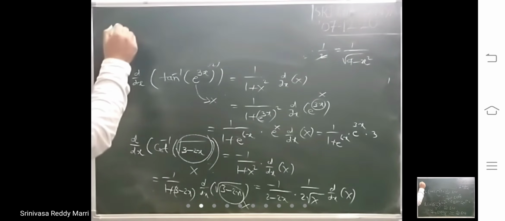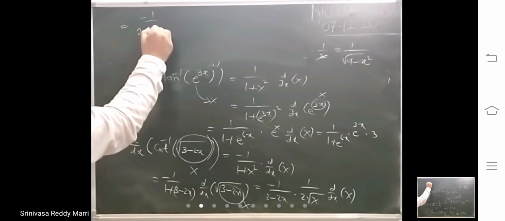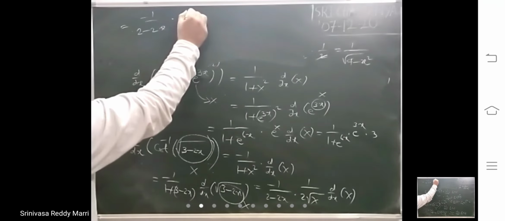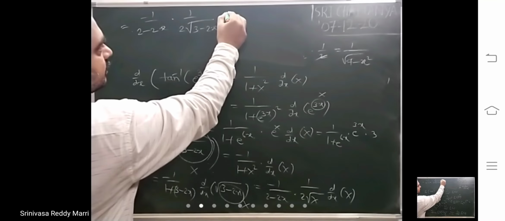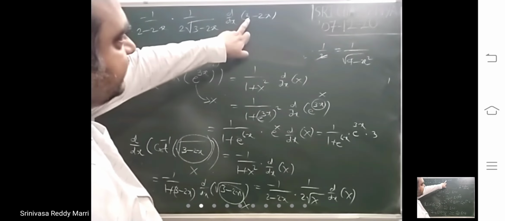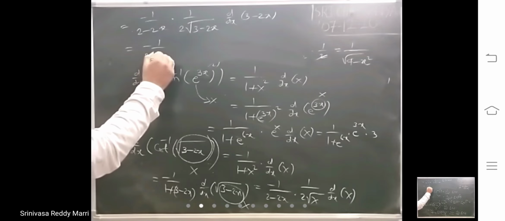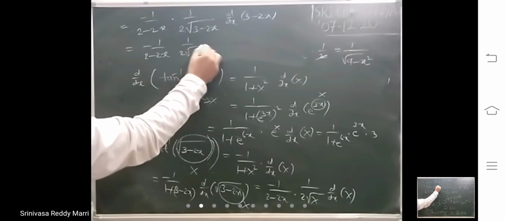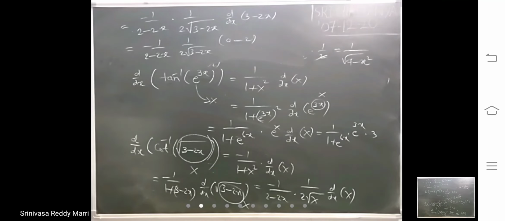So d by dx of capital X. Now this capital X is what? In the second step, 3 minus 2x. Now here, look at the standard rule. The derivative of 3 is 0. Minus 2 into 1. That means that comes out to be the final answer. That is the derivative. Like that, this is how to use inverse functions. Root of 1 by 2x.